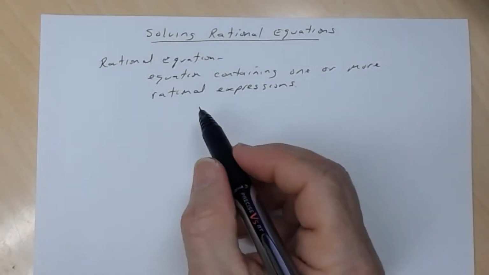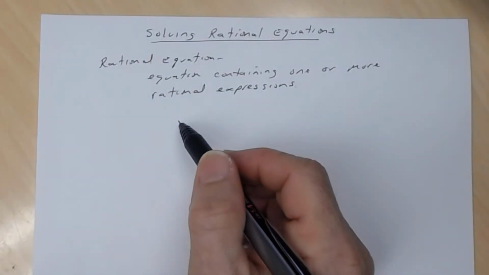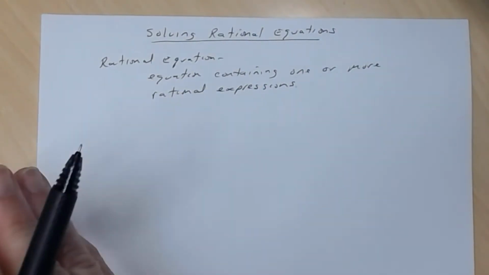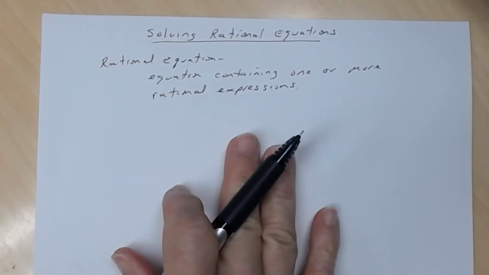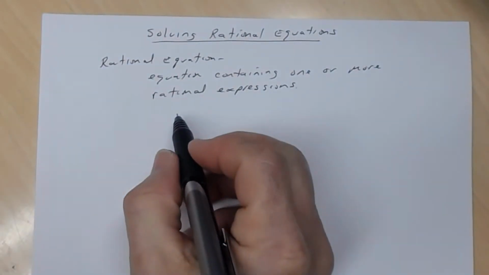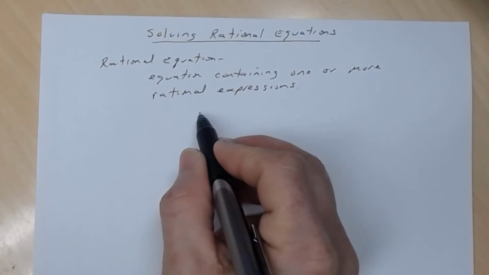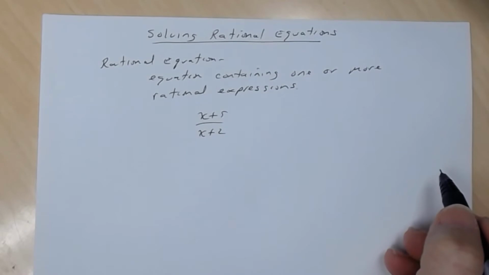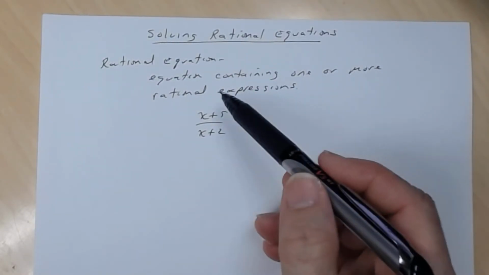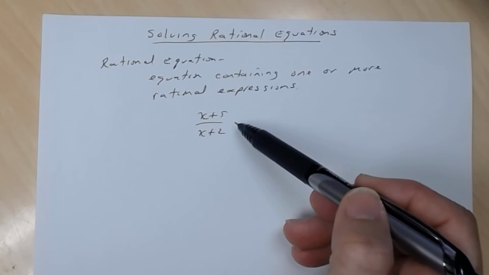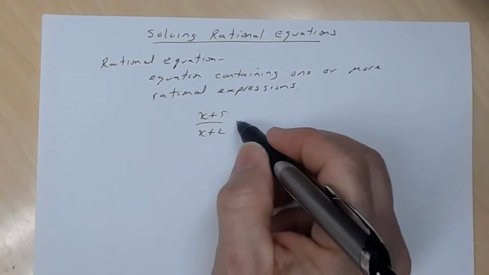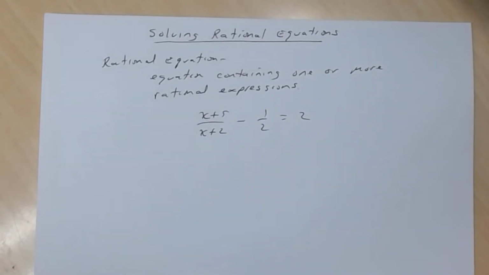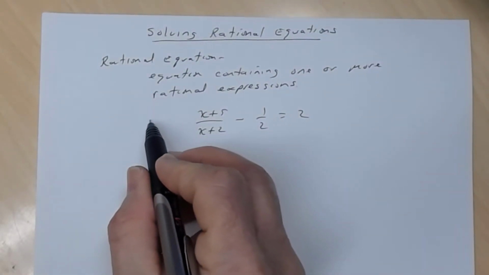Okay, so remember rational expressions, when you simplified rational expressions, or when you multiplied, added and divided them. You had many lessons that dealt with rational expressions. For example, a rational expression looked like this: x plus 5 divided by x plus 2. And so a rational equation would be an equation that has one or more of these. So kind of like 1/2 equal 2. That would be a rational equation.